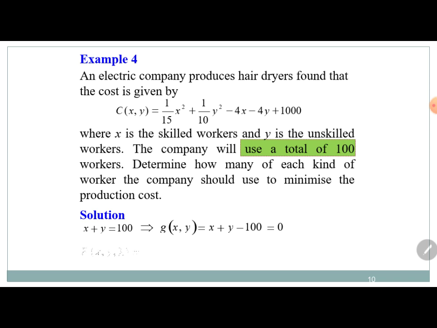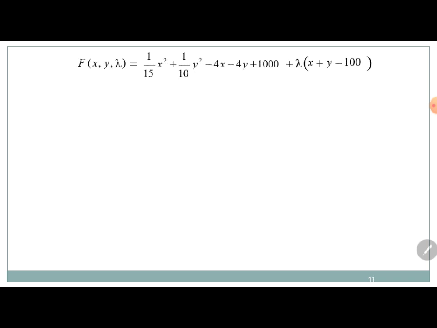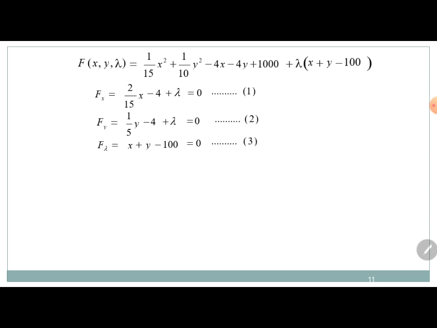Now we have the new function, which is f of x y lambda will be 1 over 15 x squared plus 1 over 10 y squared minus 4x minus 4y plus 1000 plus lambda of x plus y minus 100. Okay, so now just do the same step we do in example 1, 2 and 3 to solve for x and y. So what we need to do? Differentiate with respect to x and y and lambda partially. So for f sub x we get 2 over 15x and then minus 4 and then plus lambda. And then for f sub y we get 1 over 5y minus 4 plus lambda. And then the last one, f sub lambda is equal to x plus y minus 100. So all these three equations, solve them simultaneously.